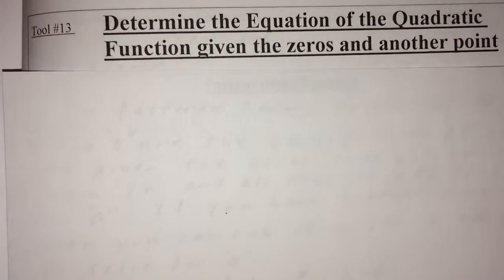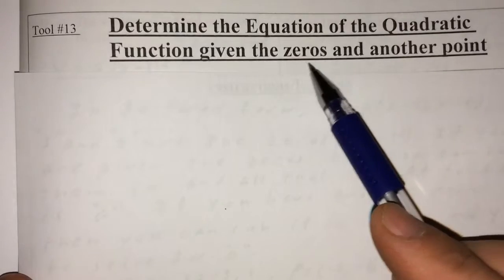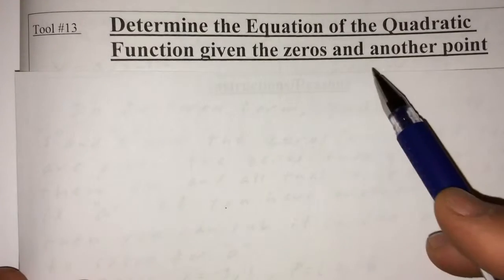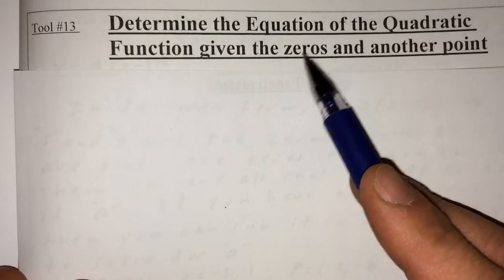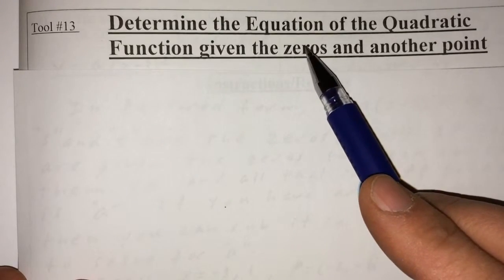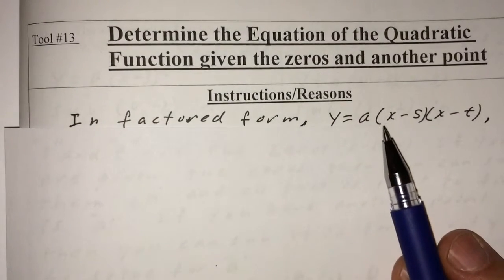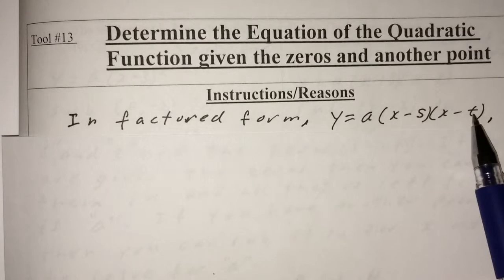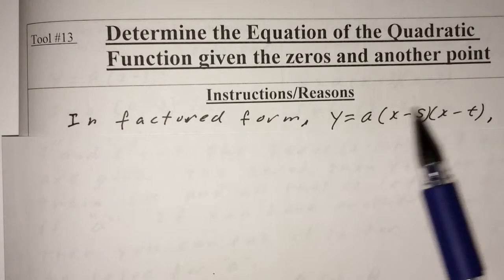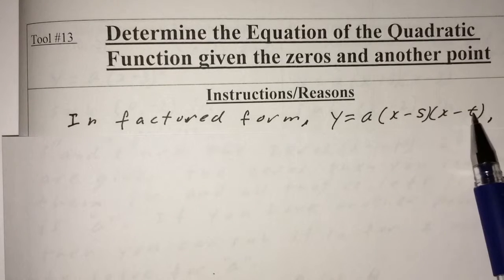Alright, this video is on how to determine the equation of the quadratic function given the zeros, which are the x-intercepts, and another point. Okay, so the zeros are the x values that make y 0, or the x-intercepts. Okay, so in factored form, we see that the zeros are s and t. So if you're given the zeros, the x-intercepts, then you can just plug them into this form.